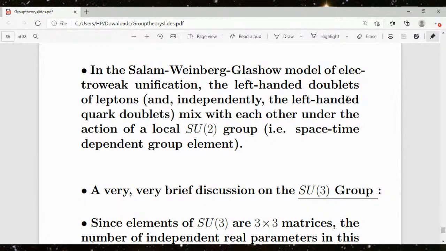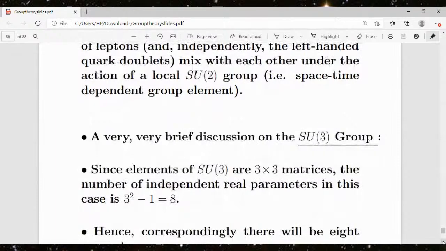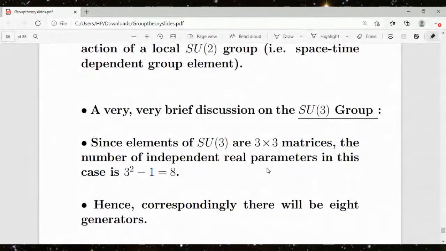Now we will very briefly discuss the SU3 group, because the SU3 group also plays a very fundamental role in strong interaction. SU3 group are again the group consisting of 3 by 3 complex valued matrices which are unitary, as well as their determinant is plus 1. That's why SU3, that means special unitary group in 3 dimensions. So 3 cross 3 matrices are the fundamental representation for SU3.